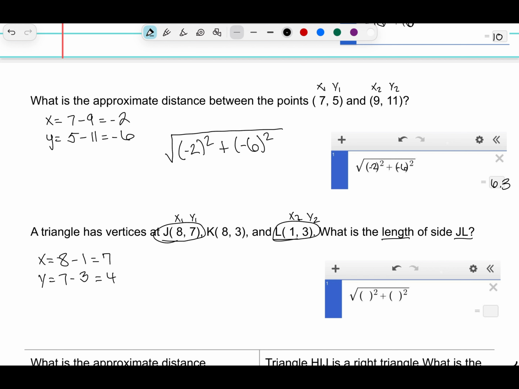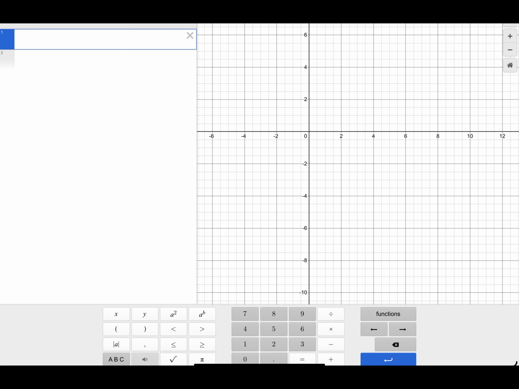Now we're going to set up our template. So we do our square root symbol, open parenthesis, we're going to put our 7 in there, close it, squared, plus, open parenthesis, 4, close parenthesis, squared. Okay? So when we go to Desmos, we're going to type in the square root symbol, put our 7 in there, and then put our 4 in there. So let's go get our result. When we go to Desmos, bring up our keyboard, we put the square root, open parenthesis, 7, close parenthesis, squared, plus, open parenthesis, 4, close parenthesis, squared.